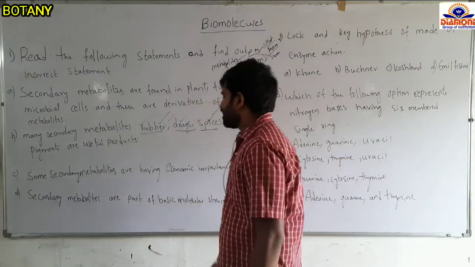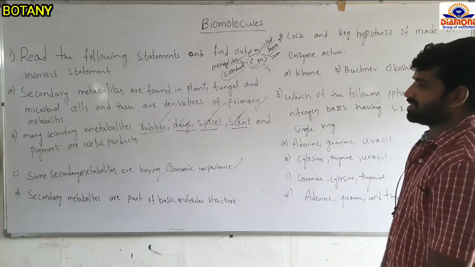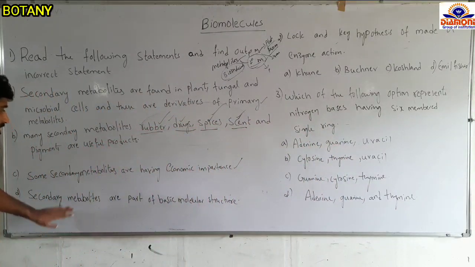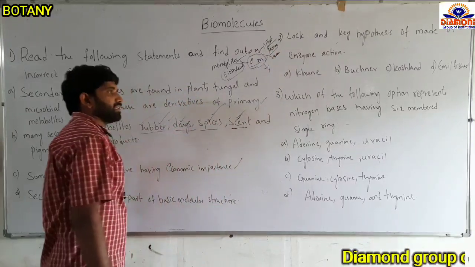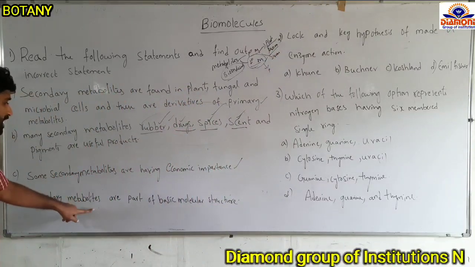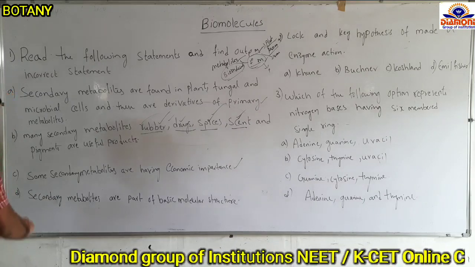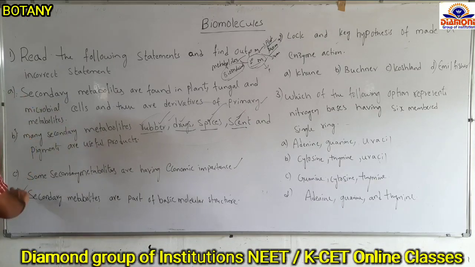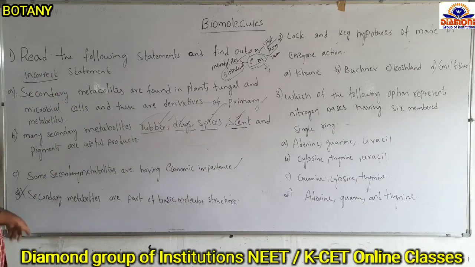And option D, secondary metabolites are the parts of basic molecular structures of primary metabolites. Secondary metabolites are not the basic molecular structures. The primary metabolites are the basic molecular structures, not the secondary metabolites. They have given that secondary metabolites are part of the basic molecular structures of the primary metabolites, so in that statement it's D only. The right statements are A, B, C. D is the incorrect statement. The question was asked as an incorrect statement on this one also.